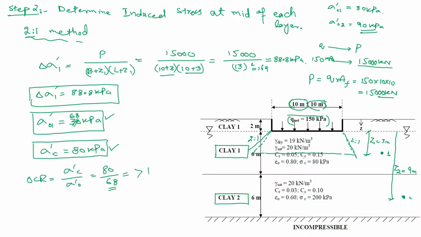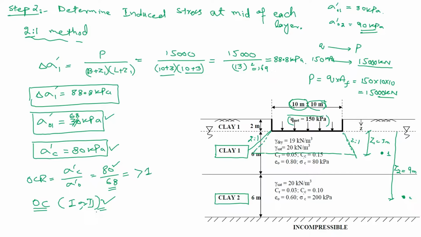So surely it will be greater than 1. We don't need to calculate this OCR. We just want to see whether the numerator value is greater than denominator or not. Yes, this is 80, this is 68, so this will be greater than 1. So we can say that this is over consolidated. Which case, case 1 or case 2?